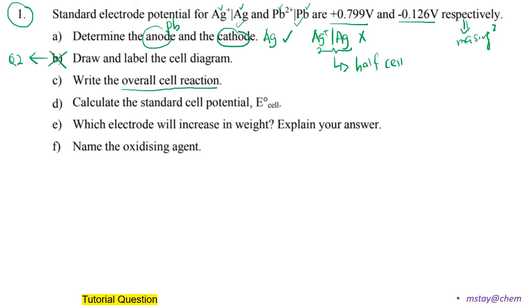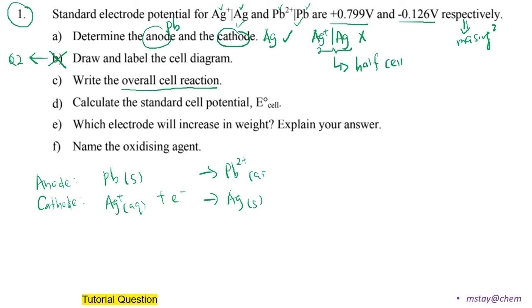Now we know that the cathode is silver, where silver will undergo reduction, which is Ag+ plus an electron gives silver solid. For the anode, it will be the lead, which undergoes oxidation: lead solid produces Pb2+ plus 2 moles of electrons.